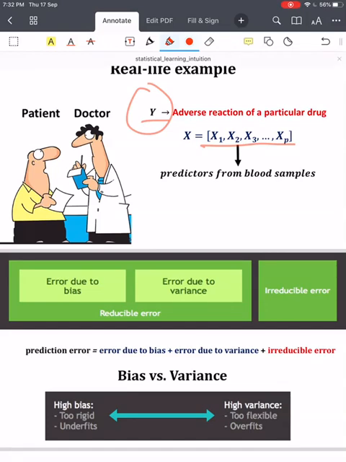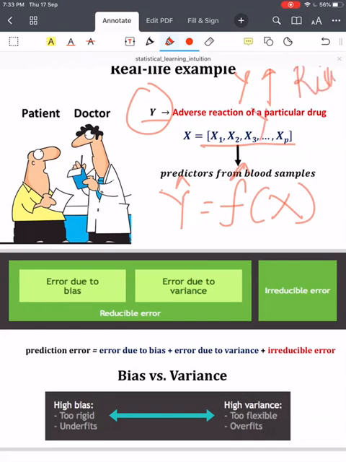For an unknown set of predictors, the doctor can predict the adverse effect of the drug on the patient by using the function y cap equal to f cap of x. That function is already in his computation system, and he can apply it. So if this y is high, then there is a risk factor.